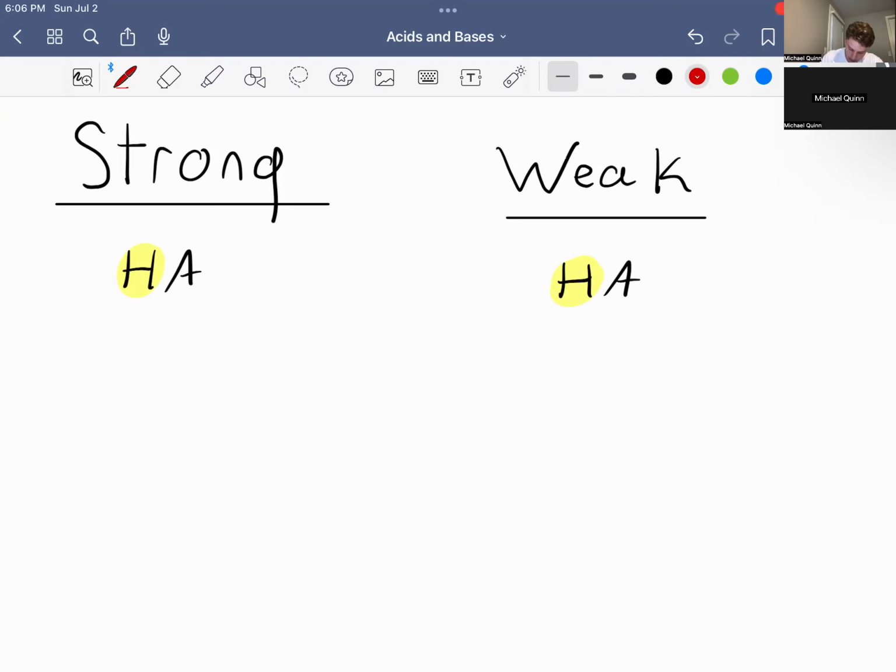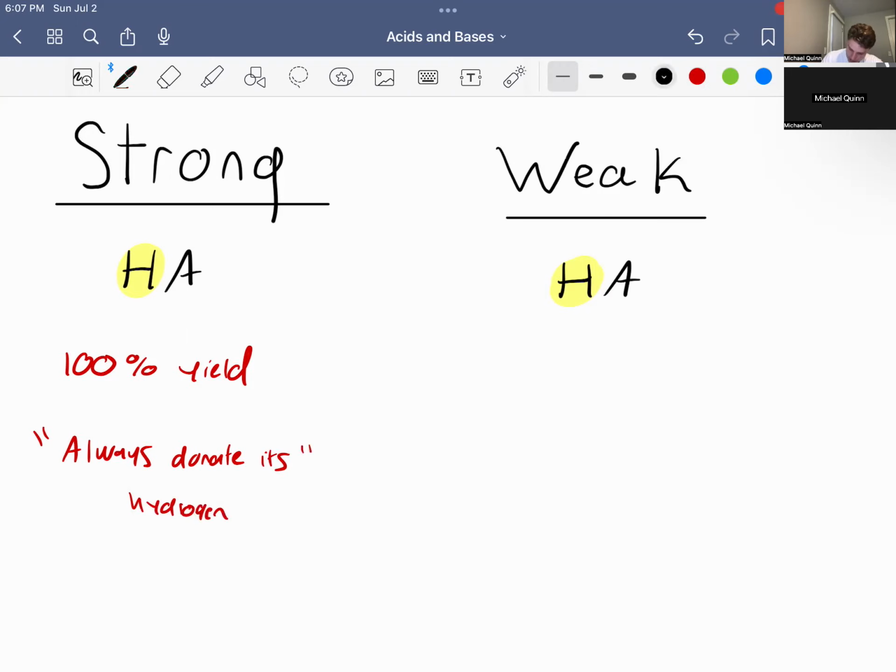A strong acid reacts 100% yield, meaning when we have a situation where we have a strong acid and there is base around, this acid will always donate its hydrogen.